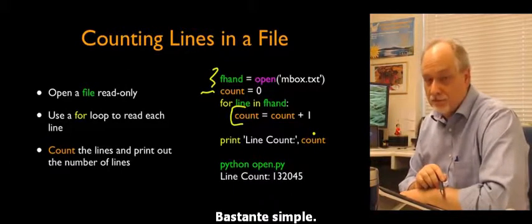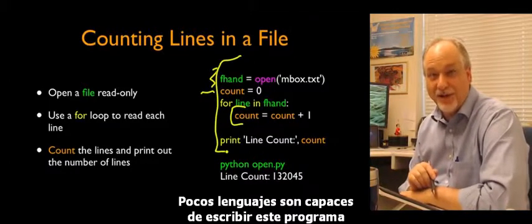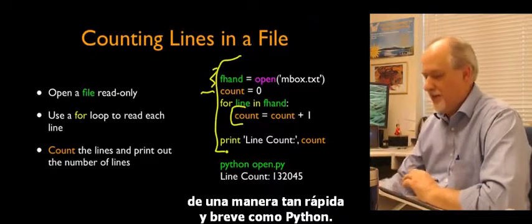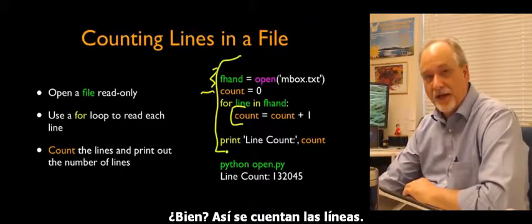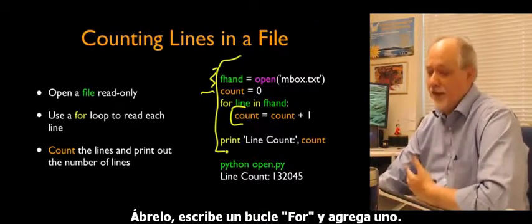Pretty straightforward. Very few other languages are capable of writing that program in as quick, as dense, and as succinct a way as Python is. Python does a really, really nice job of this. So that's how you count the lines. Open it, write a for loop, and then add 1.